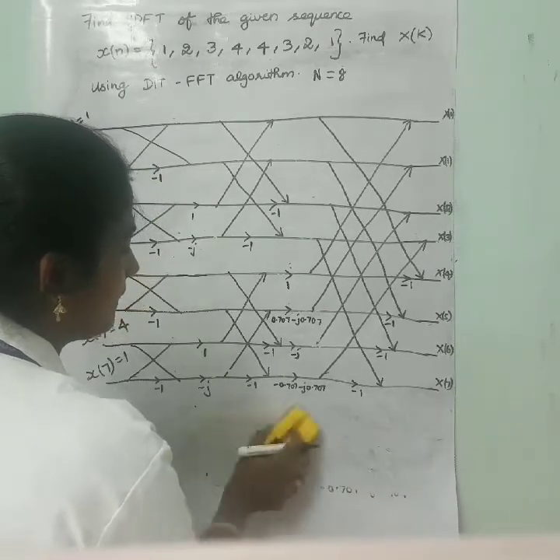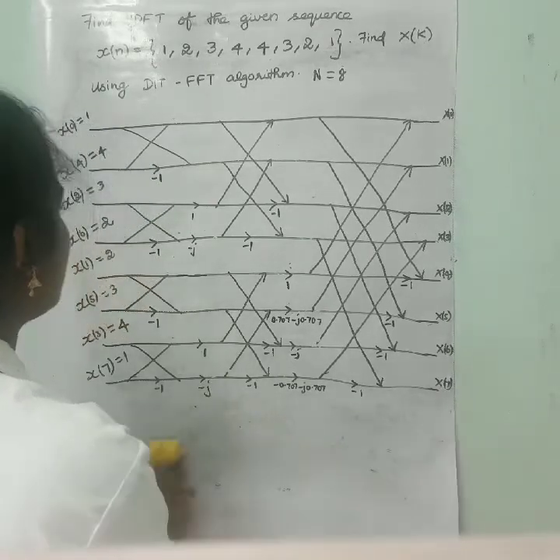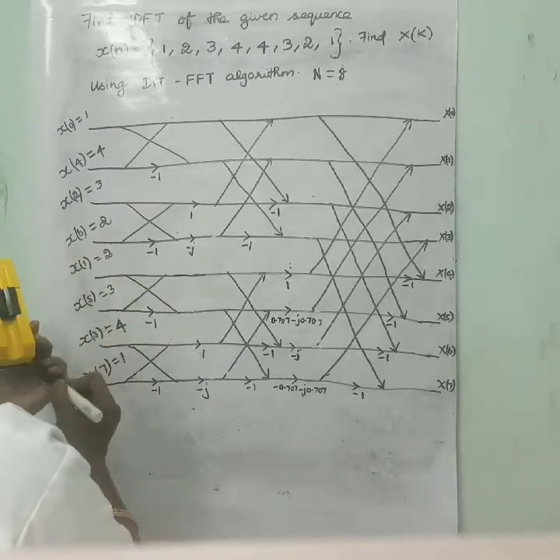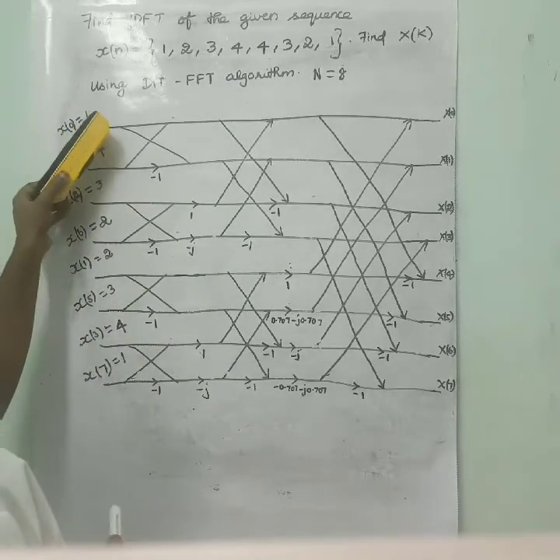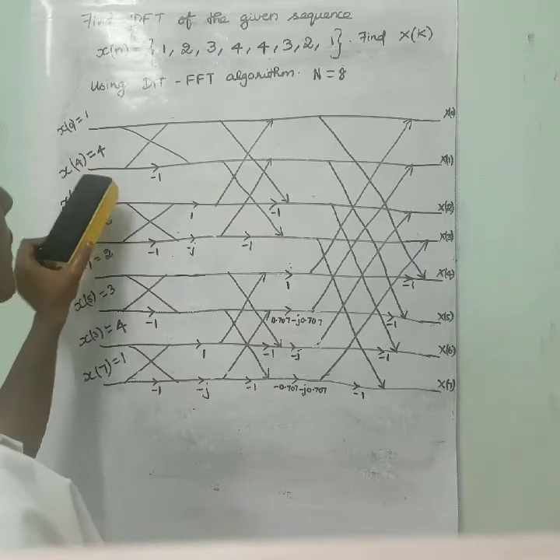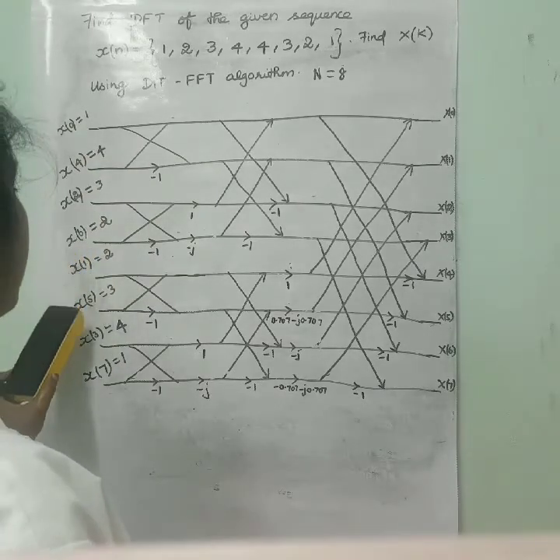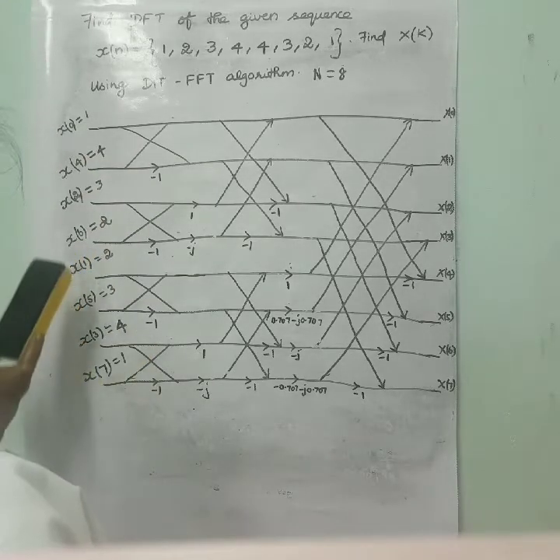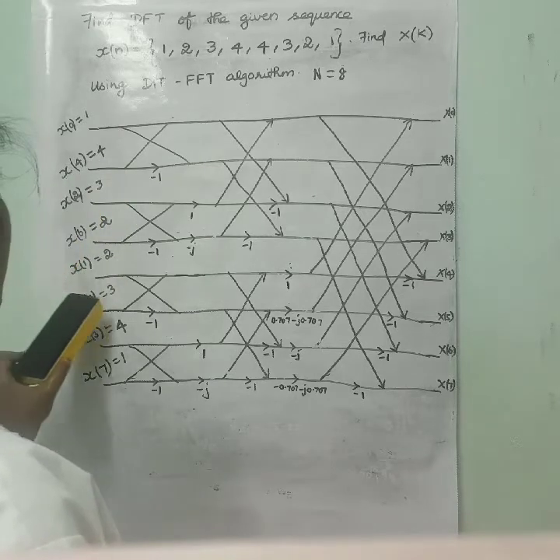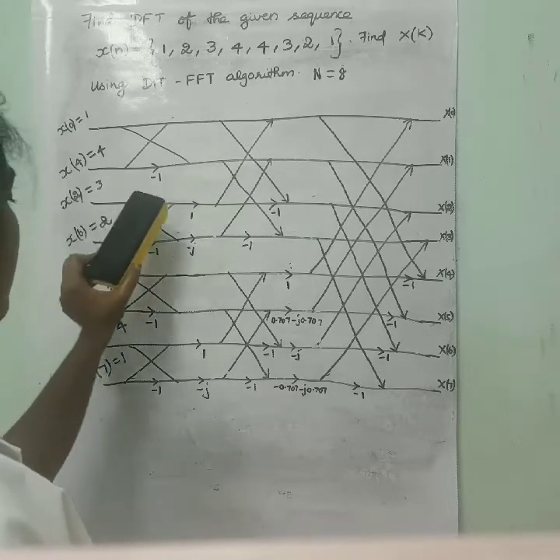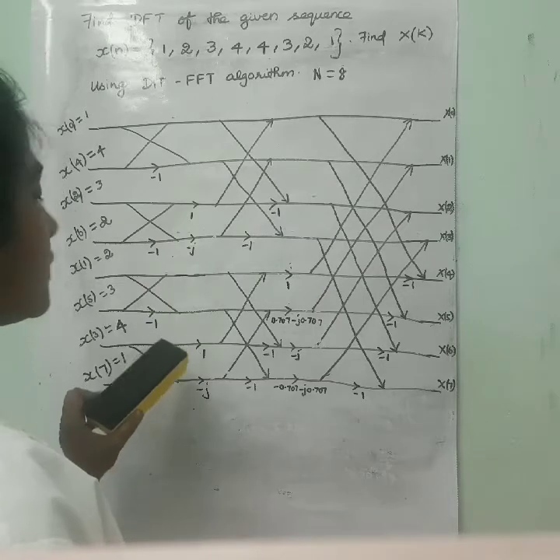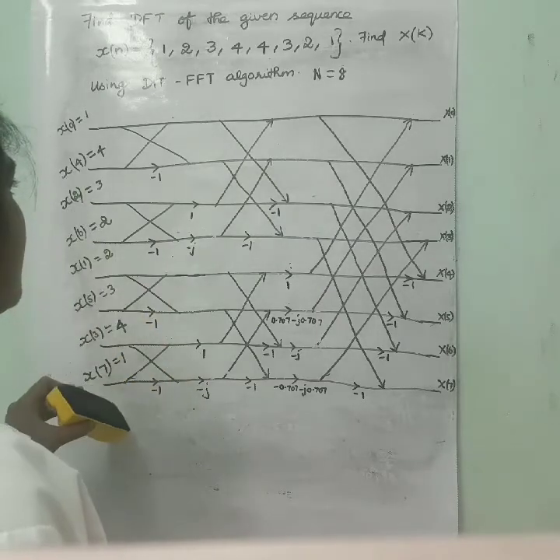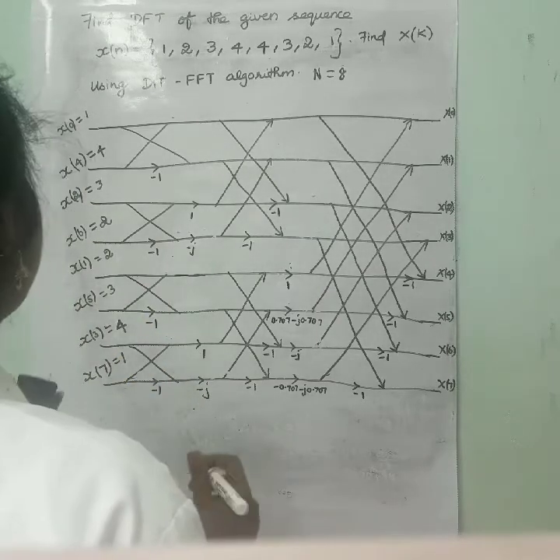We can compute the values in the first stage now. This is the first stage. You know that x of 0 equal to 1, x of 2 equal to 3, x of 3 is equal to 4, x of 4 is equal to 4, x of 5 is equal to 3, x of 6 equal to 2, x of 7 equal to 1. So write all the values. Now you can compute the values.